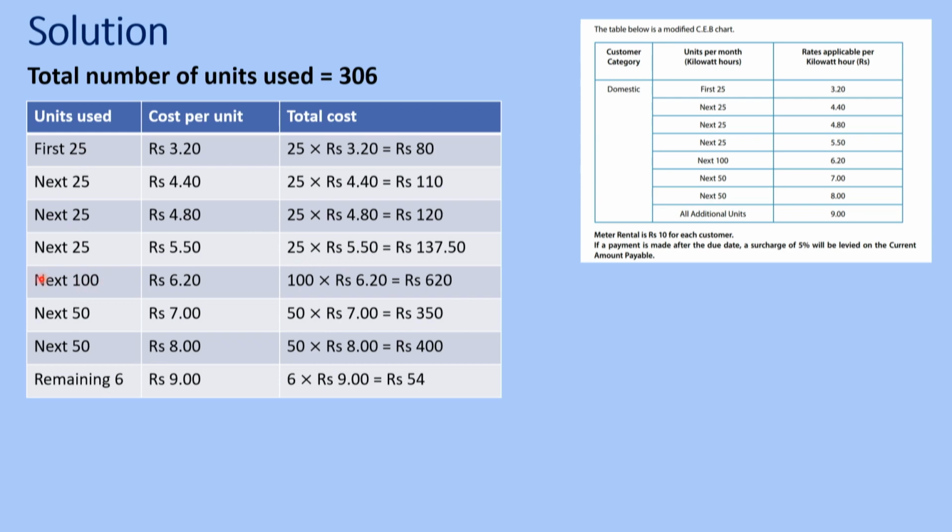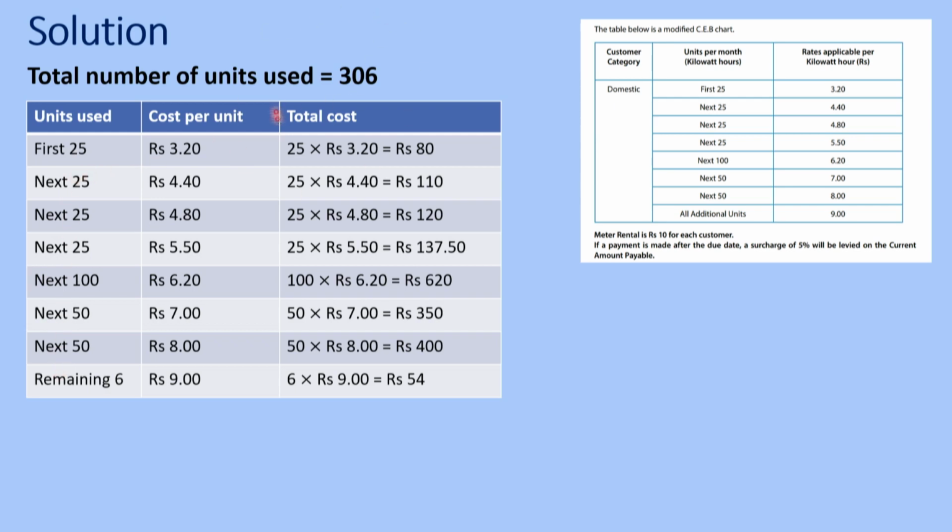The next 100 units will be 100 times 6 rupees 20. This gives a total of 200 so far. Now, the next 50 will be 50 times 7 rupees, 350 rupees. The next 50 will be 8 rupees times 50, 400 rupees. So we have already calculated for 300 units so far.